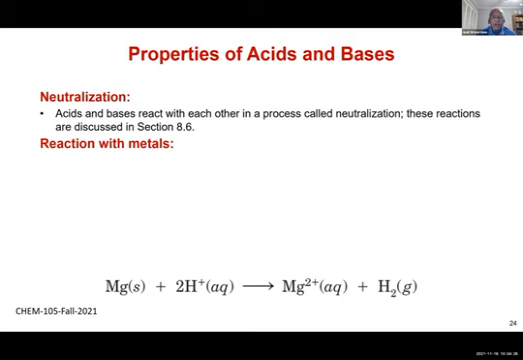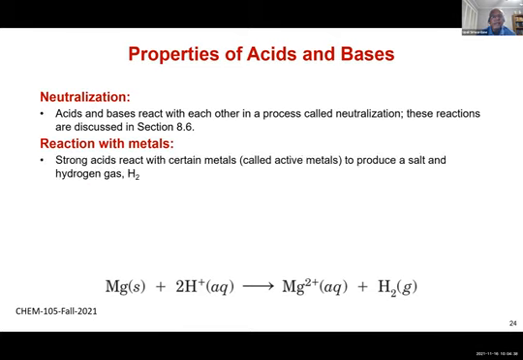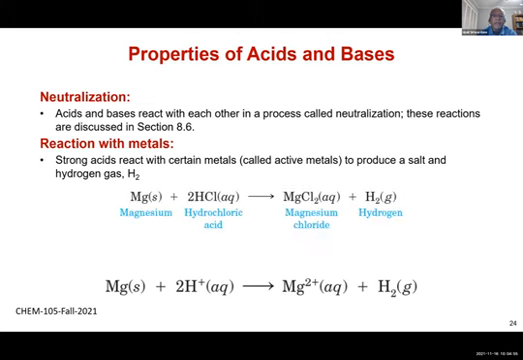In the equation below, magnesium reacts with a strong acid to give hydrogen. This is a single displacement reaction and also a redox reaction. Strong acids react with certain metals, and those metals that react with strong acid are called active metals. They produce magnesium chloride and hydrogen with HCl, as given in this equation.